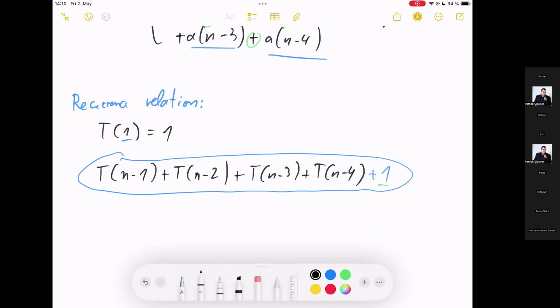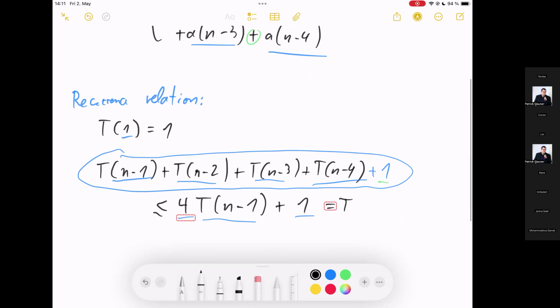So we can say this term is actually less than or equal to 4 times T of n minus 1 plus the constant work. Because we say T of n minus 1, T of n minus 2, T of n minus 3, T of n minus 4, that is obviously less than or equal to 4 times T of n minus 1, plus we have the constant work. And this is actually our recurrence relation. So the one in red is our T of n, and this one is greater than or equal to the initial one I had put there in blue.